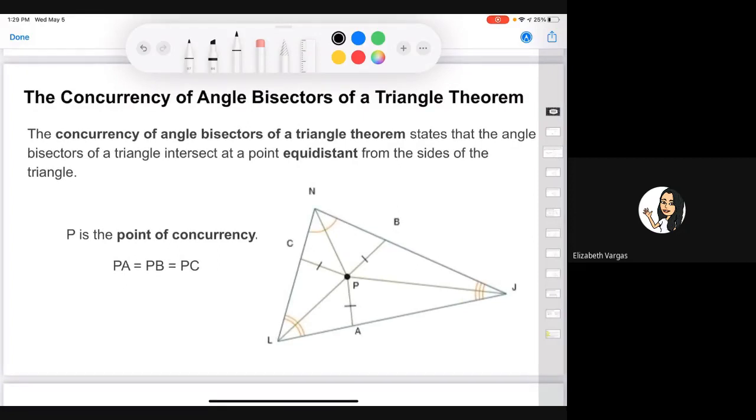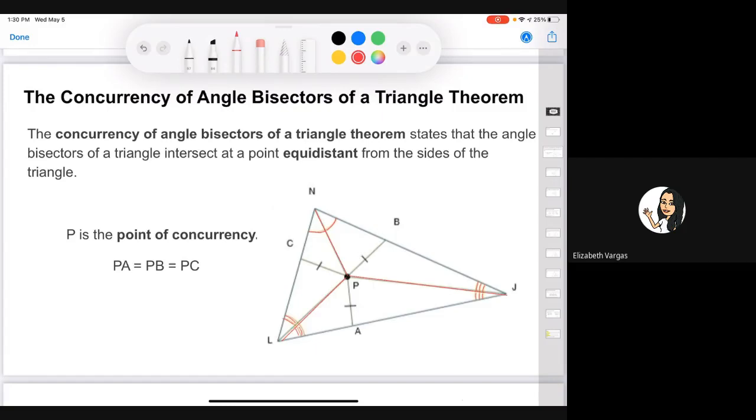So now we're going to get into the concurrency of angle bisectors of a triangle theorem. This basically says that the angle bisectors of a triangle intersect at a point equidistant from the sides of the triangle. So here we have different angle bisectors, and I can go ahead and color code them. Here's one angle bisector, here's another angle bisector, and here's another angle bisector. We know those are angle bisectors because, as you can see, they create two congruent halves. This angle would be congruent to this angle, and this angle would be congruent to this angle. So basically, those original angles of the triangle have been cut into two congruent halves.